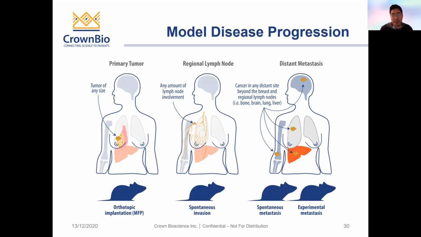Breast cancer can be roughly divided into three key stages: primary tumor, then regional lymph node invasion, and distant metastasis. The team has set up models that can mimic every stage of development. We have orthotopic implantation in the mammary fat pad that will develop spontaneous invasion and then spontaneous metastasis. But we also have what we call experimental metastasis, which can be used to study specifically, for example, a brain lesion.